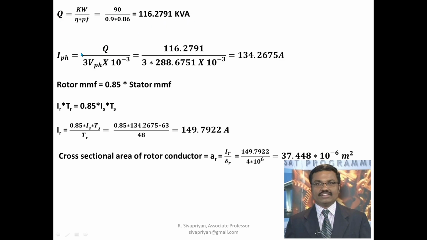From the Q value, we can get I phase. What is Q? 3 V phase I phase into 10 raised to minus 3. From that, I phase is Q divided by 3 V phase into 10 raised to minus 3. Now if we substitute, we will get the I phase value.